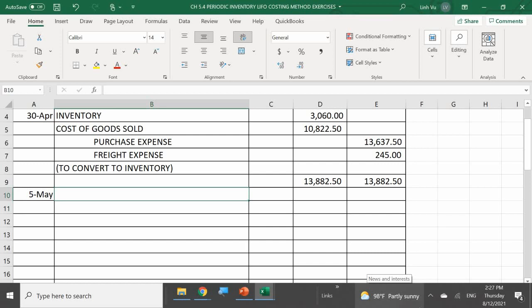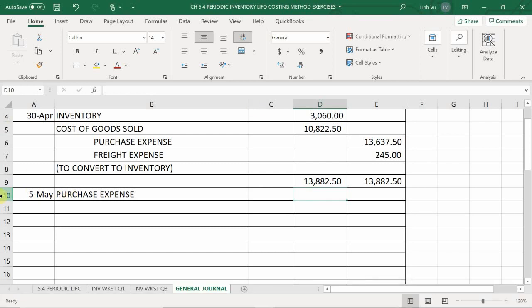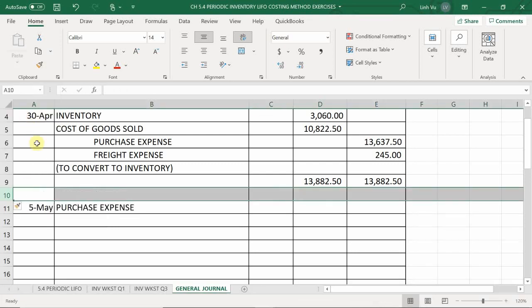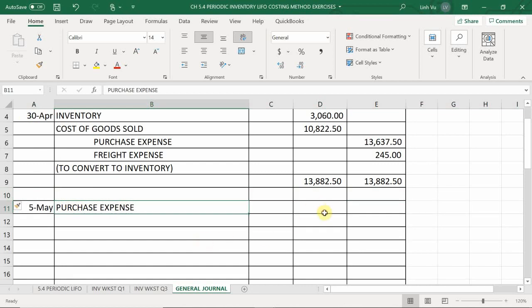How do I journalize my purchase of inventory? Hold on, can you repeat that again? So you said purchase expense? For how much? So purchase expense for how much?